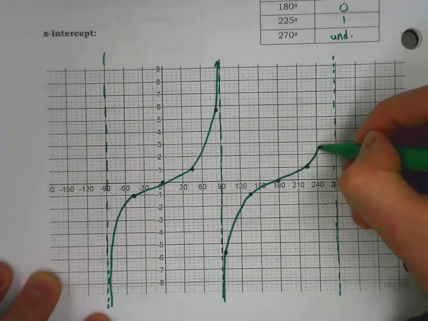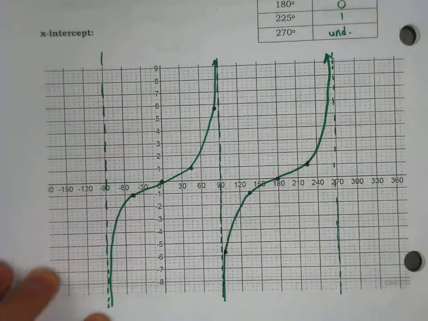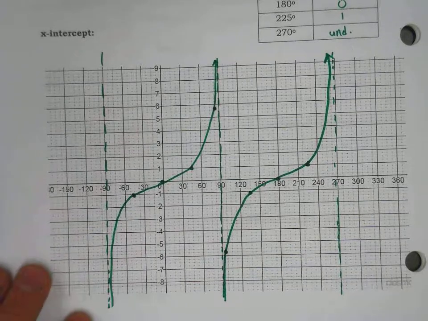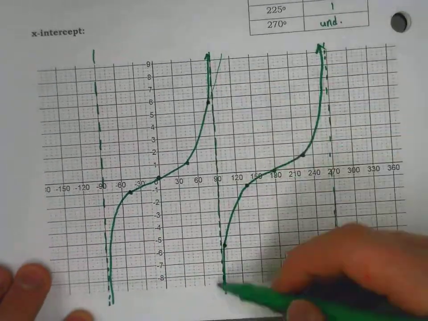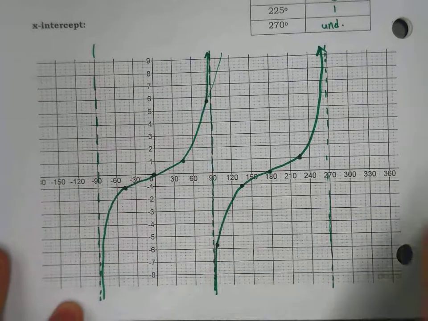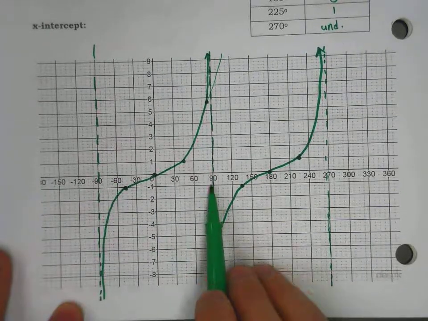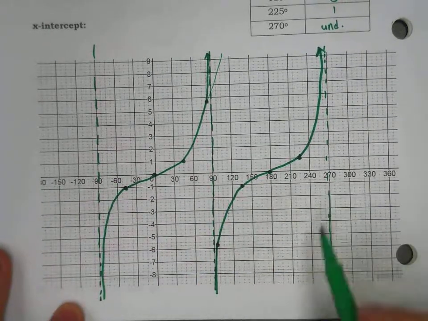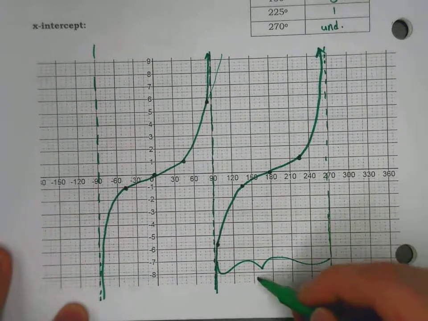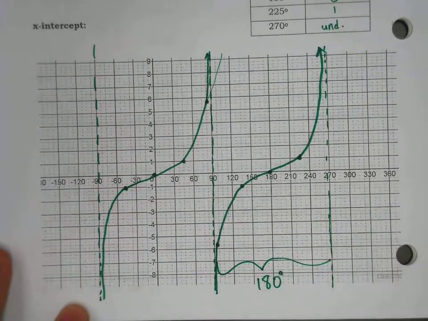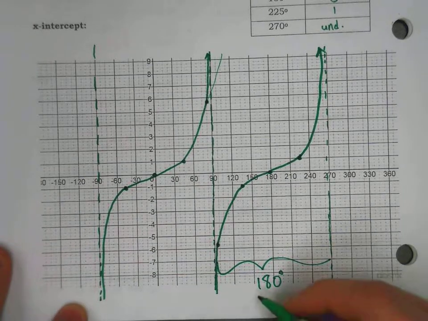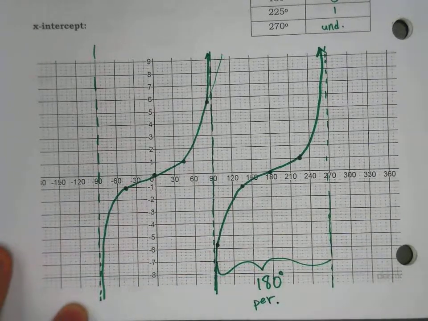Approaching the next asymptote, the same thing would happen. So this is the shape of a tangent graph, and it keeps occurring every negative 90 to 90 or 90 to 270, every 180 degrees. And this is in fact the period of a tangent graph, which is different, and it is worth noting that the period is 180 degrees.